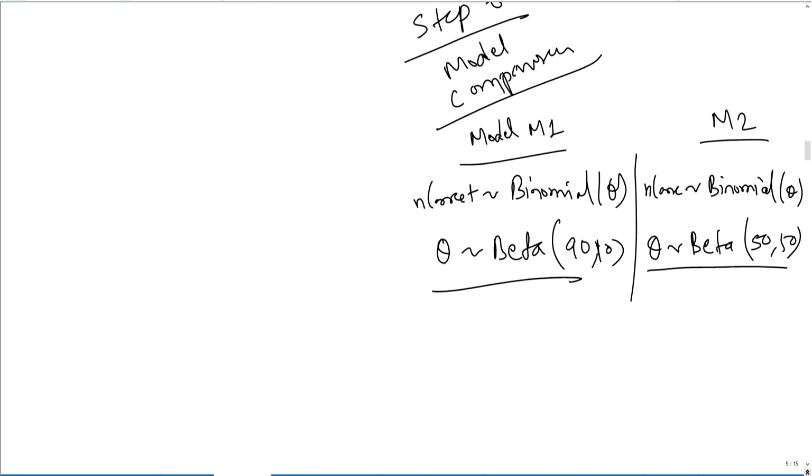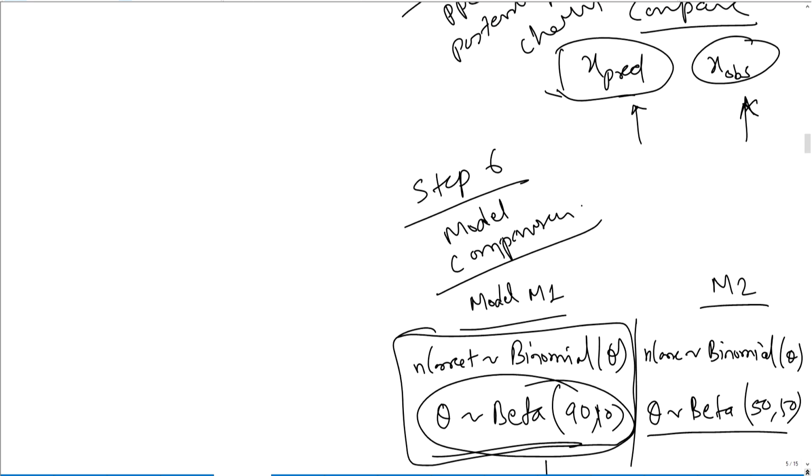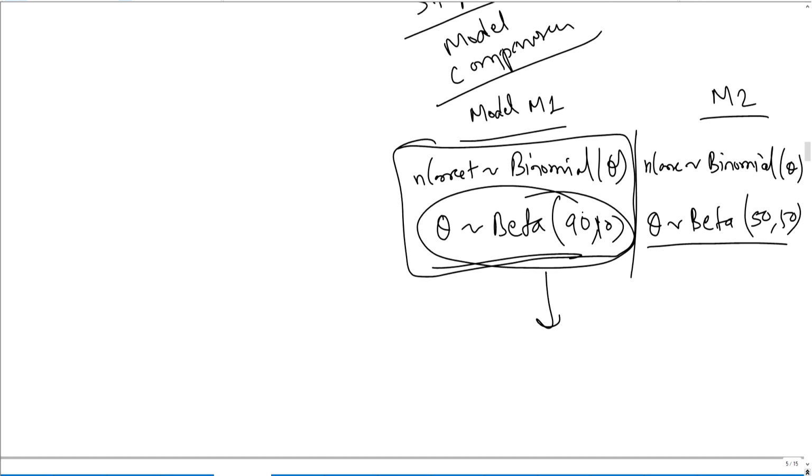Now, given the data, you can compare which model performs better. Okay. And then we can claim that this is a better model, or more precisely, this is a better assumption to make. Okay. So, under the assumption that theta is somewhere around 0.9, the model performs better. Okay. You can do much more sophisticated model comparison as well. Okay. But that is just to show you how it is done.